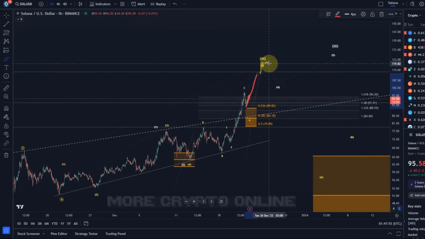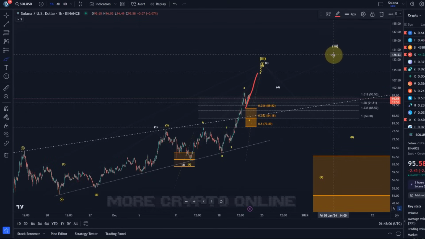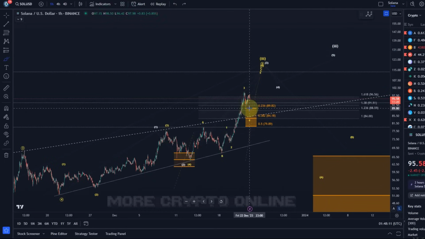And we're basically only now in a third of a third wave. Then there should still be a 4 and a 5. So that means one more high will only complete the larger degree third wave. Then there will be a 4 and another 5 before really this main third wave finishes. Basically, both wave counts are currently bullish.